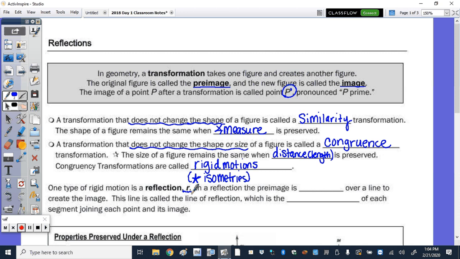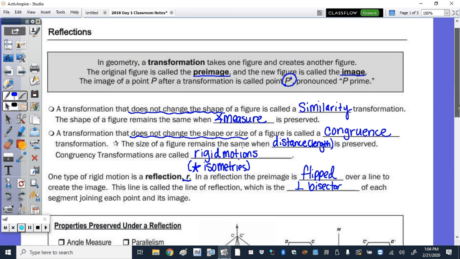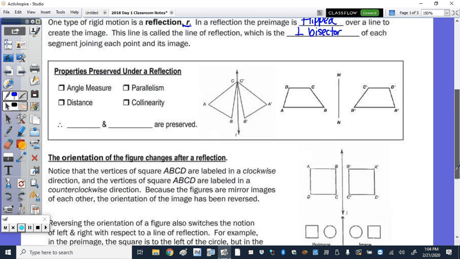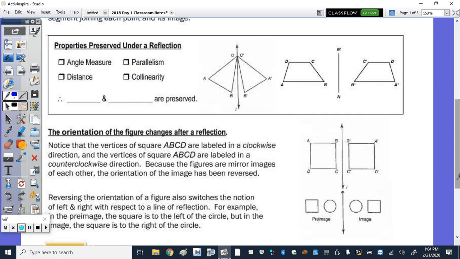In a reflection, the pre-image is flipped over a line to create the image. This line is called the line of reflection, which is the perpendicular bisector of each segment joining each point to its image. So now we're going to take a look at the properties preserved under a reflection.